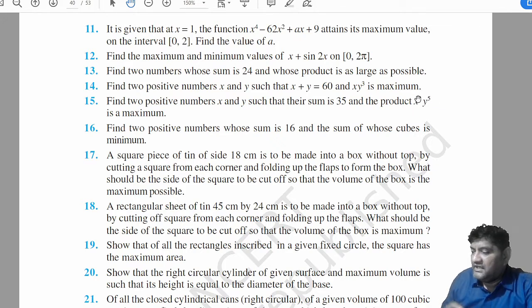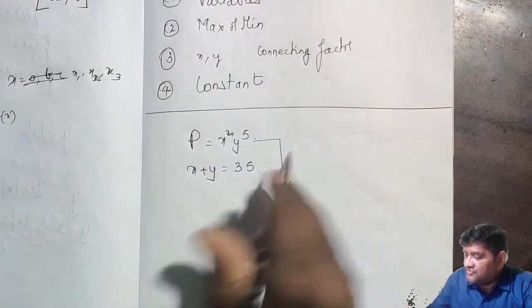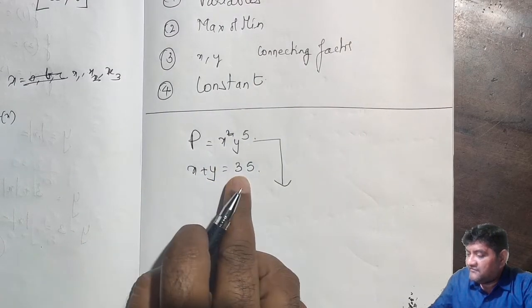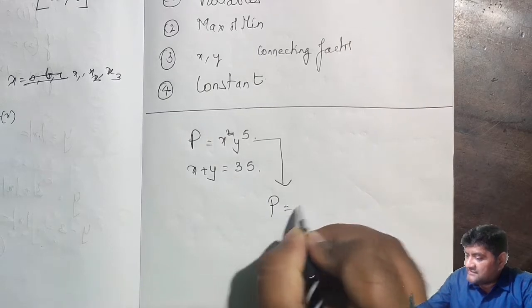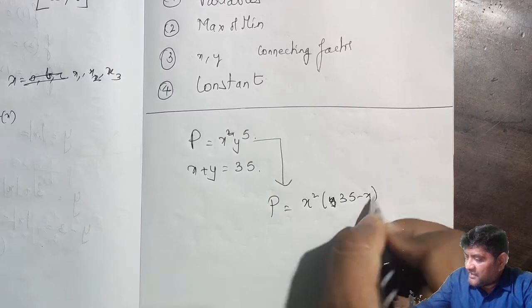Let me take this as P. So capital P is equal to x square y to the power of 5. And then the sum of the variables is x plus y, which is equal to 35. So when I'm differentiating, I don't need two variables. I just need one variable because I'm going to be differentiating this. And for me to do that, I'm going to use the connecting factor and simply say y is equal to 35 minus x. So the product is x square into 35 minus x to the power of 5.